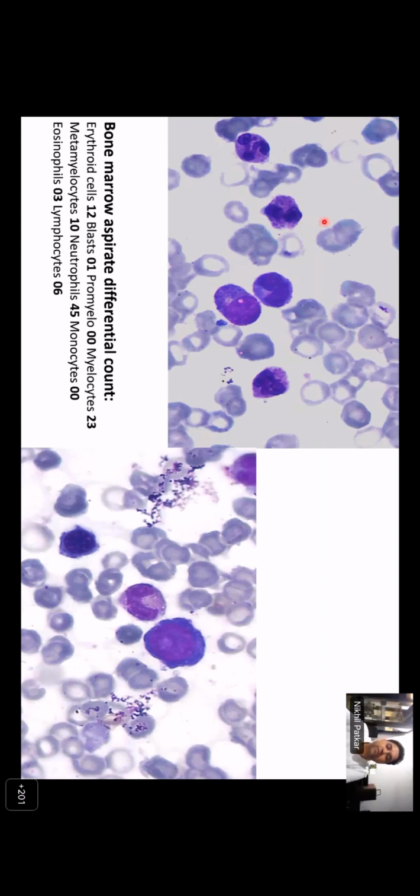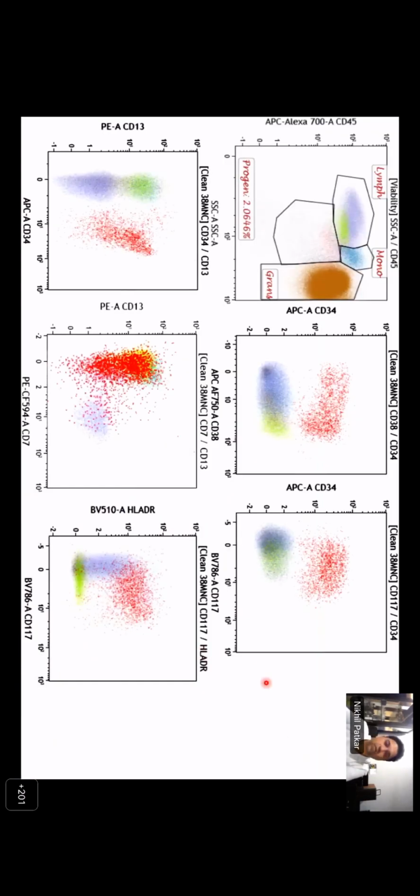He may have been given growth factors also. So when you give patients with cytopenia growth factors, you can sometimes start seeing changes like this. And this is some amount of megaloblastoid appearance, okay? Yes. Slight amount of megaloblastoid appearance. Now, let's ask our HemePath folks to help us with this flow cytometry.